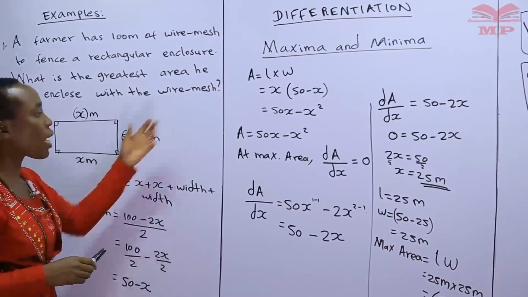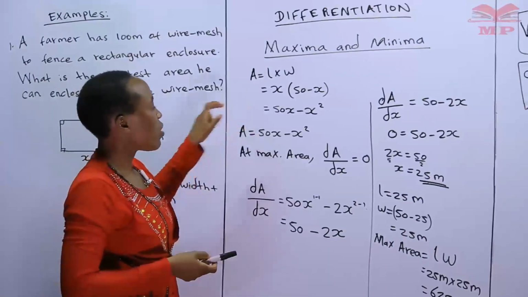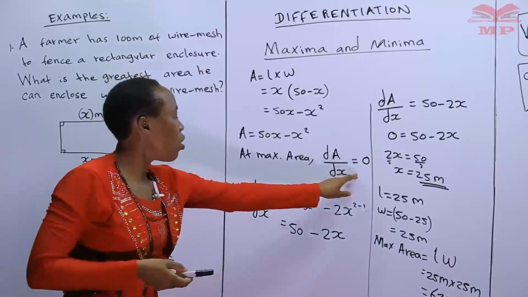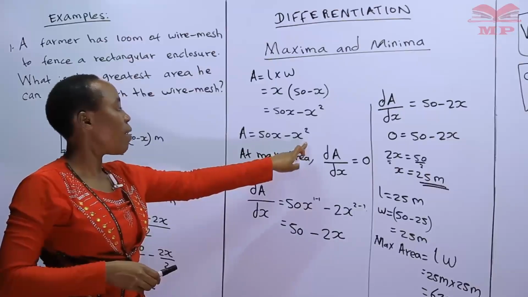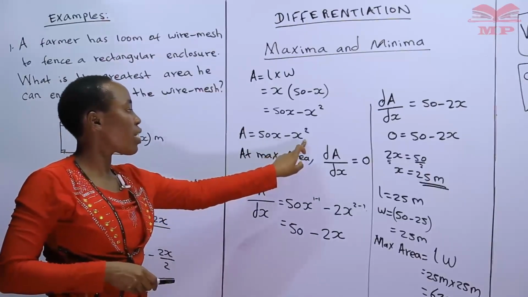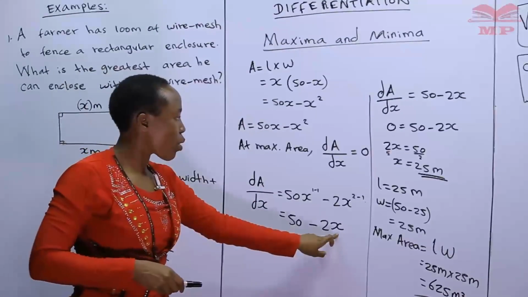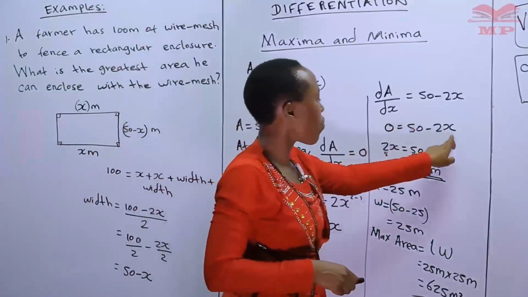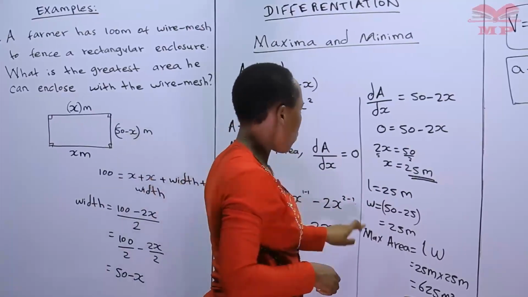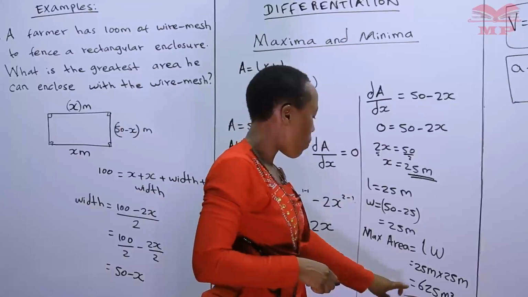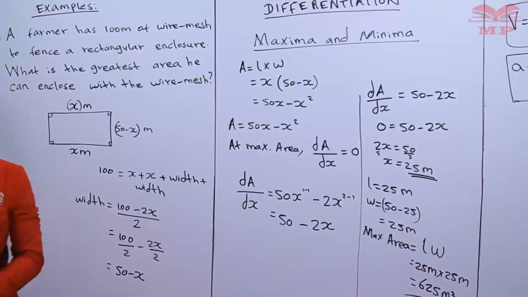So we have seen that at maximum or at minimum, it simply means that the gradient function is equal to 0. So we need to get the equation for the area. Then after getting the equation for the area, we get the gradient function and equate it to 0. We find the value of x. Then with the value of x, we can now get the area. So therefore, the area will be equal to 625 square meters.